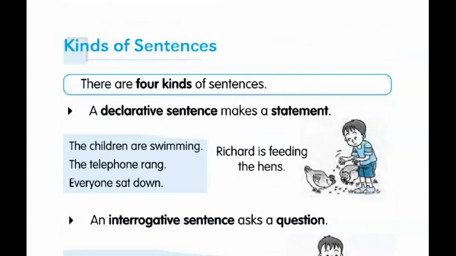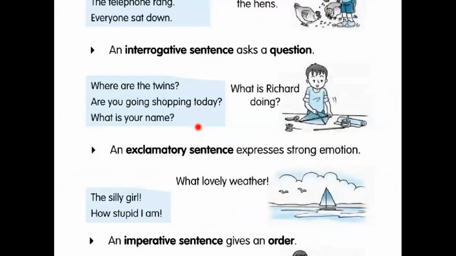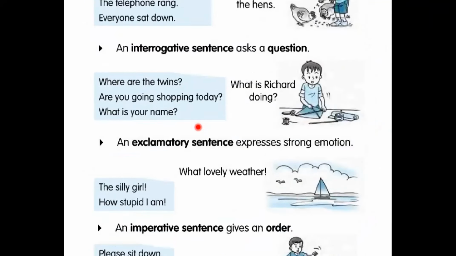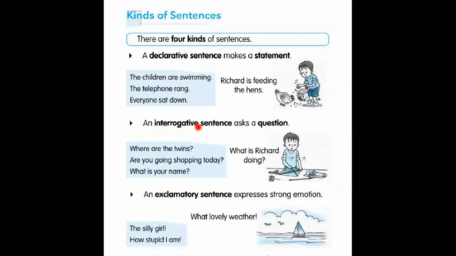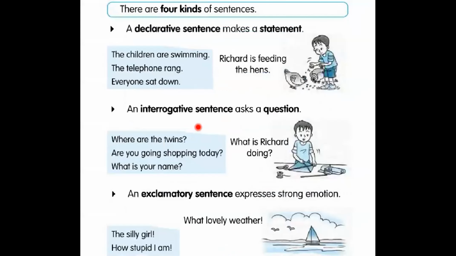Okay, so sentences are also of different kinds. There are 4 kinds of sentences: a declarative sentence, interrogative sentence, exclamatory sentence, and imperative sentence. Okay, so what are the 4 kinds of sentences? Tell me: declarative sentence, interrogative sentence, exclamatory sentence, and imperative sentence. All right, now let's look at each of them one by one.